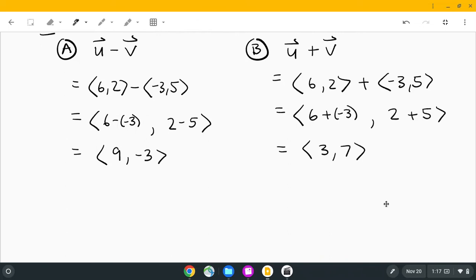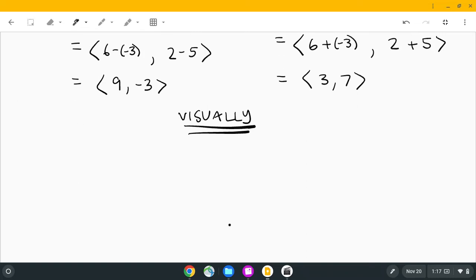Okay, let's take a look at what this means visually. So let's go ahead and draw these two vectors, and I'll do one for each operation, one for the subtraction, one for the addition. This is for A. All right, so we have vector u, which is at 6, 2. 1, 2, 3, 4, 5, 6. 1, 2.